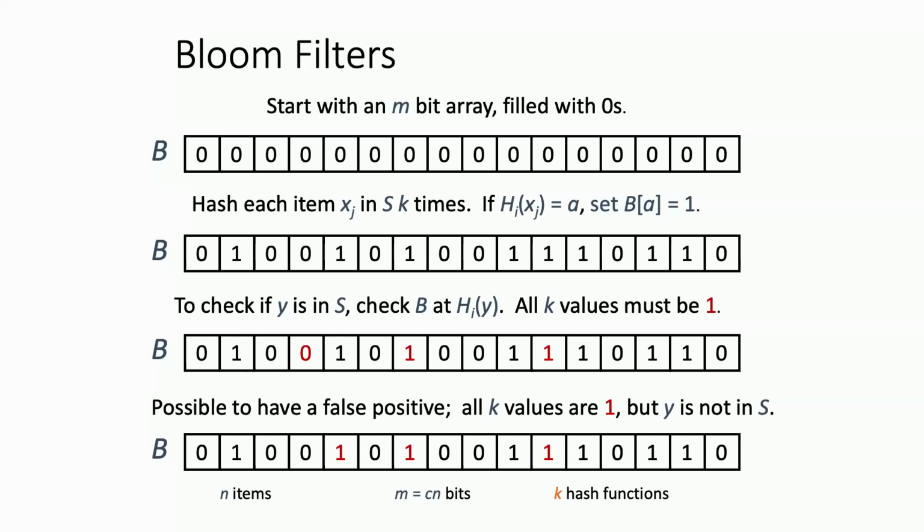Setting it to 1 multiple times will keep it as 1. And now to check if an element is in the array, you're going to hash it those k times. If you ever see a 0, you know this wasn't an element in your set, because by construction, if it was an element in your set, you should have seen all 1s when you hashed it again. Okay. If you see all 1s, you're going to say, yes, it is in the set. That may be a false positive.